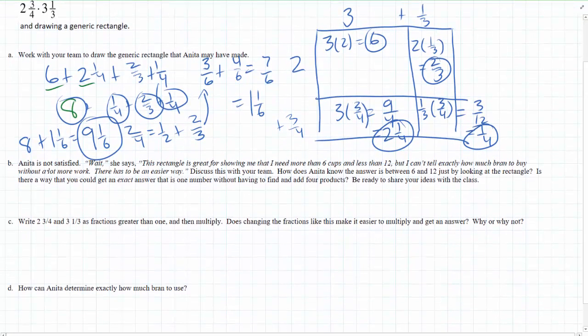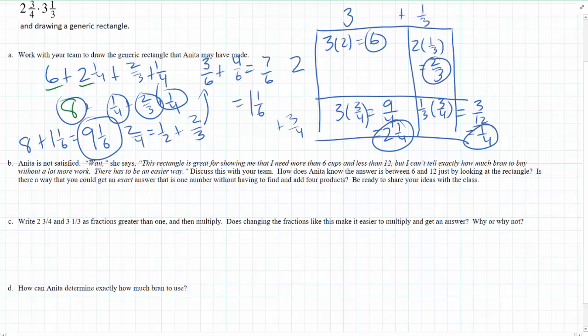All right. So Anita is not satisfied. She says, this rectangle is great for showing me that I need more than 6 cups and less than 12. But I can't tell exactly how much bran to buy without a lot more work. There has to be an easier way. So discuss this with your team. How does Anita know that the answer is between 6 and 12, just by looking at the rectangle? Is there a way that you could get an exact answer that is one number without having to find and add 4 products? Be ready to share your ideas with the class.